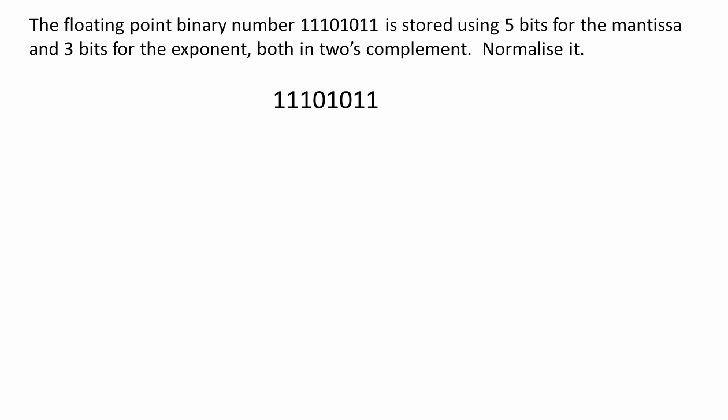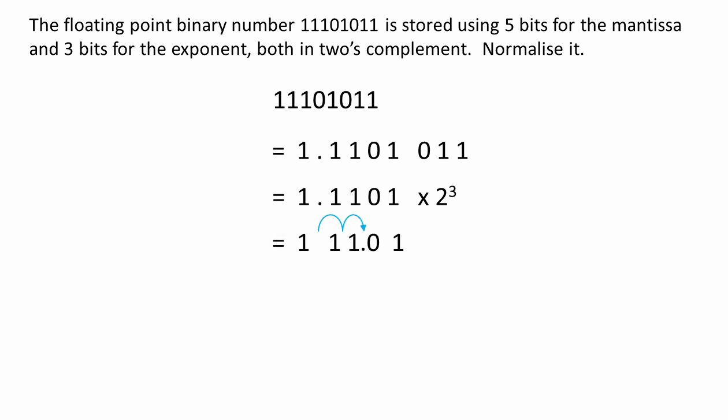Let's do one more negative number to be sure of the process. For a change, we have a 5-bit mantissa and a 3-bit exponent. The sign bit is 1, which means that this is negative, but it isn't normalised because it starts with 3 1s. Note the current position of the binary point and the current value of the exponent, in this case 3. Move the point to the left of the leftmost 0.